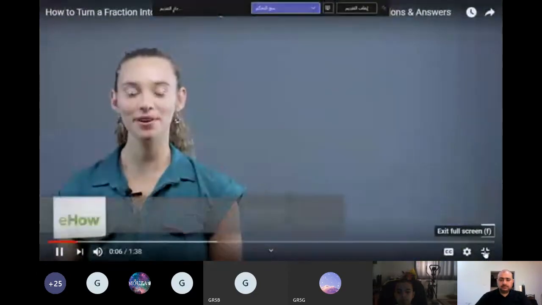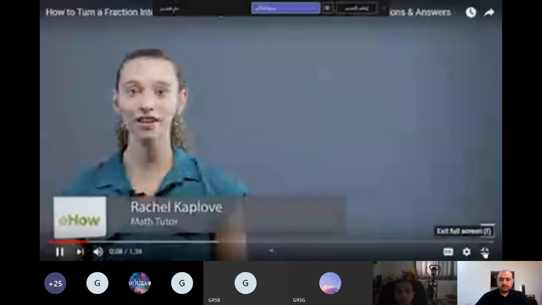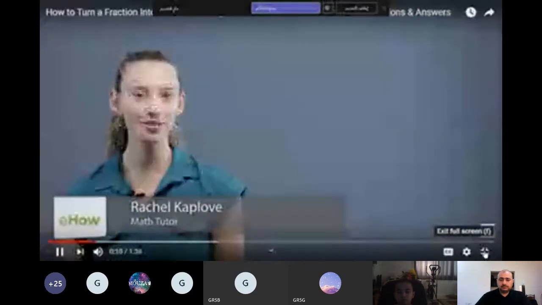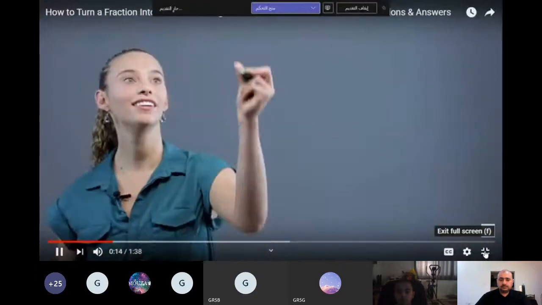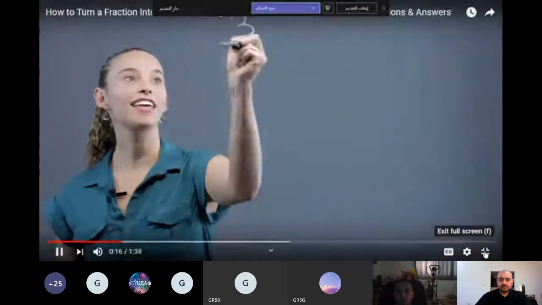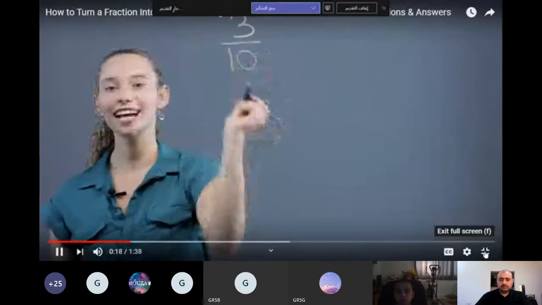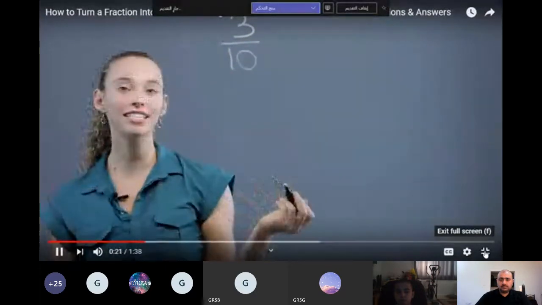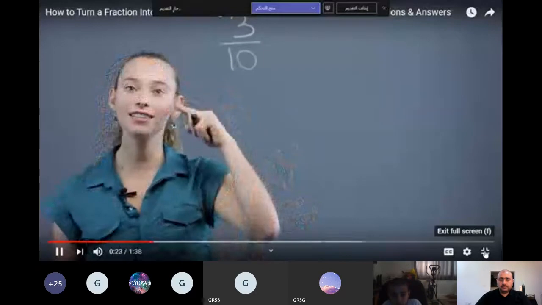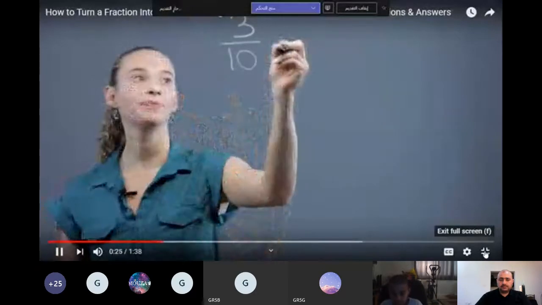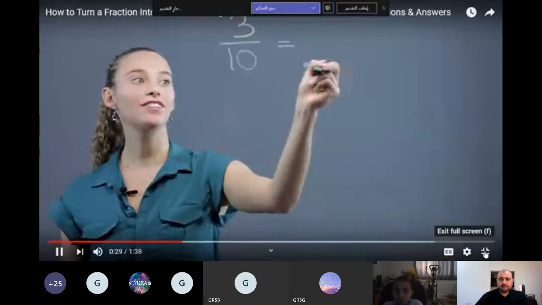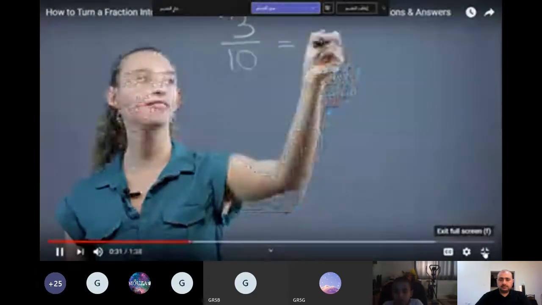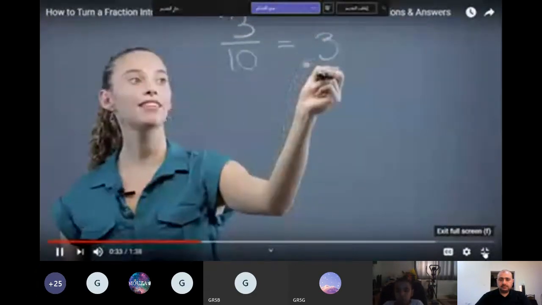Hi, I'm Rachel, and today we're going to be going over how to turn a fraction into a decimal using denominators 10 or 100. If we have a number like 3/10, that's written as a fraction. And if we want to think of it as a decimal, the first digit after the decimal is the tenths place. So we're just going to write 0.3.